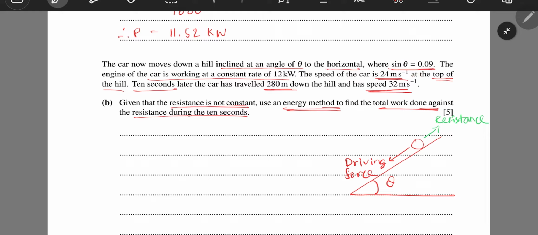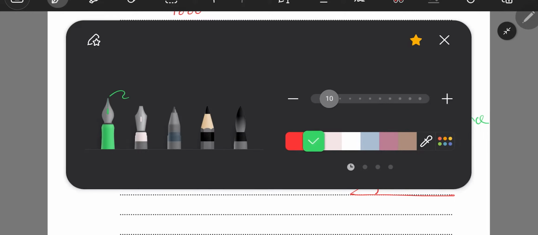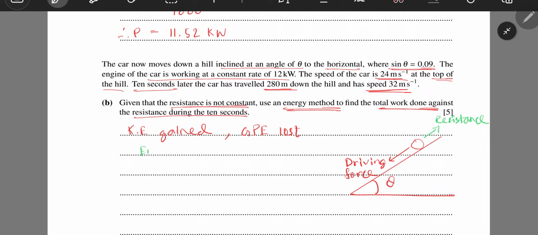and the speed increased. So I can say that kinetic energy gained. And since it's moving downwards, GPE lost. And they're asking us to find the work done against resistance. So the very basic formula for energy conservation is energy lost equals energy gained.